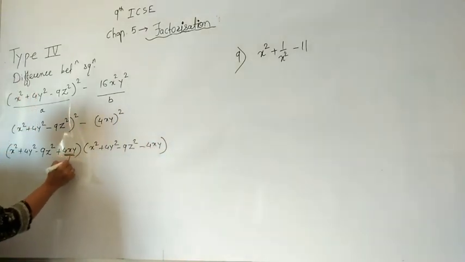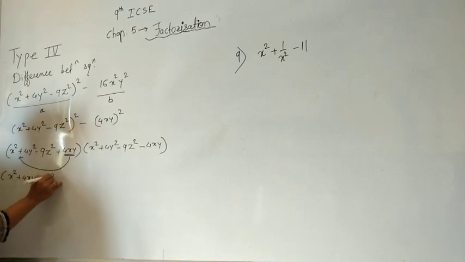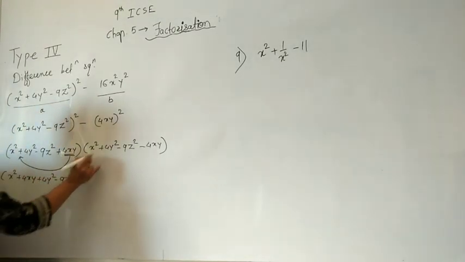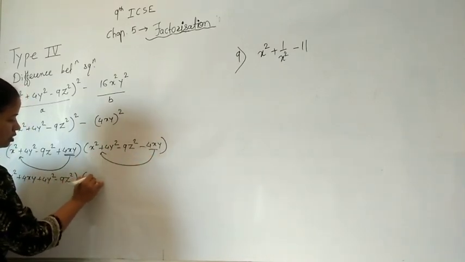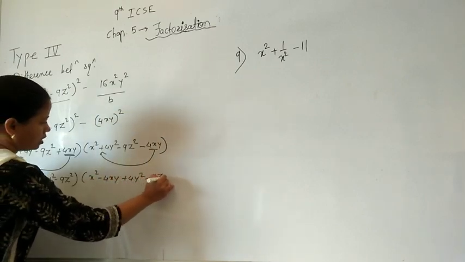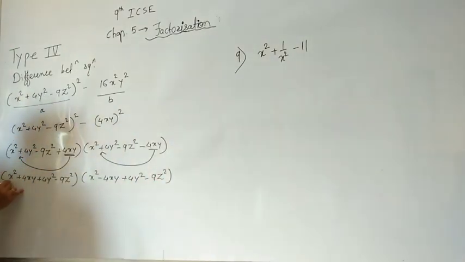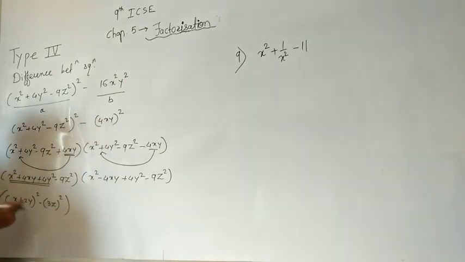Now this 4xy I am going to shift here, means I will get the complete square: x square plus 4xy plus 4y square minus 9z square. Here also this minus 4xy I have to shift here, means x square minus 4xy plus 4y square minus 9z square. Okay, now this full is the square of (x plus 2y) bracket square, and this is (3z) bracket square. Okay, again we have a square minus b square.